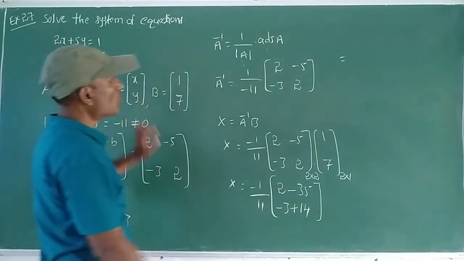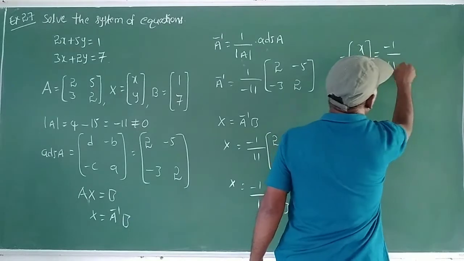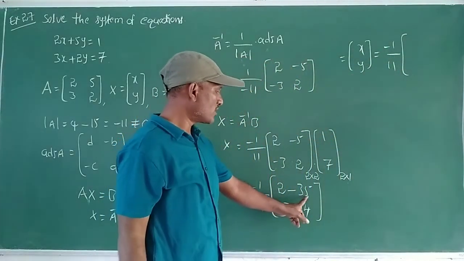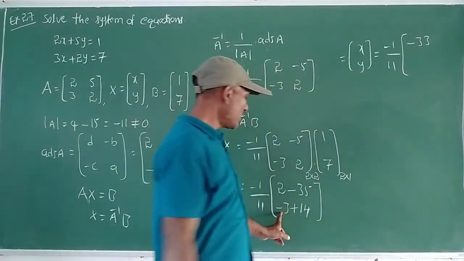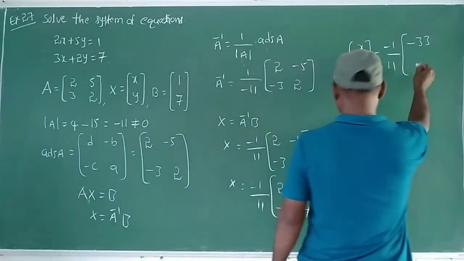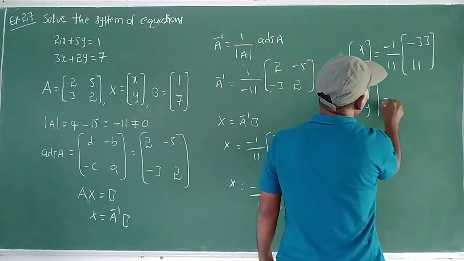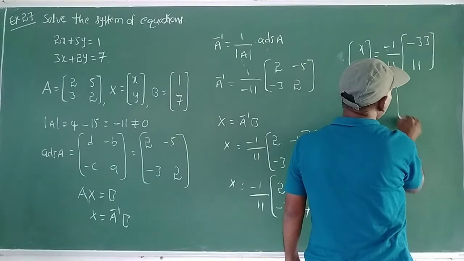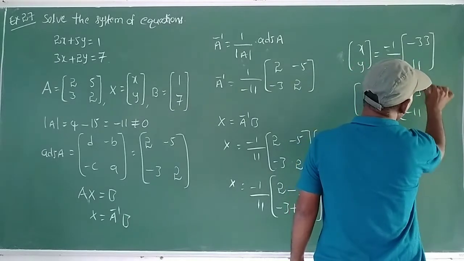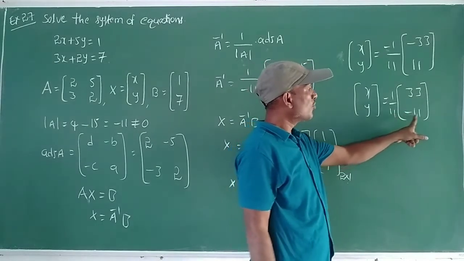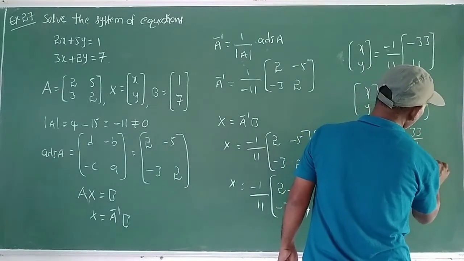Capital X means small x, small y. Small x, small y equal to minus 1 by 11 into 2 minus 35, minus 33. Next, minus 3 plus 14, that is 11. Next, x, y equal to: minus inside, multiply 1 by 11 into minus 33, 11. Next, division: minus 33 by 11, 11 by 11. Okay, that is equal to minus 33 by 11, 11 by 11.